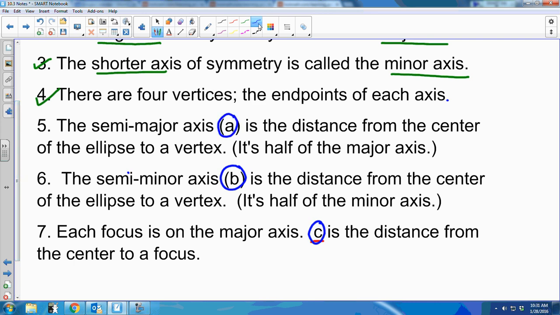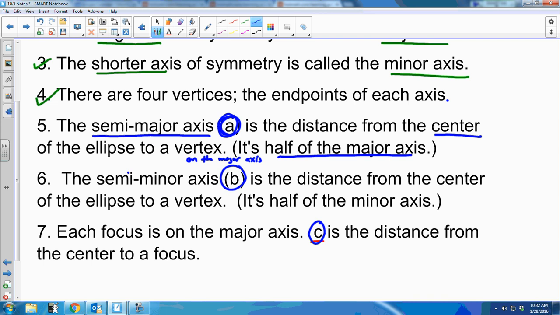All right. Some more vocabulary. This is important because we have to use them in our equations. The semi-major axis, which we call A, is the distance from the center of the ellipse to a vertex on the major axis. So it's half of the major axis. So really, it's like the radius of the major axis.